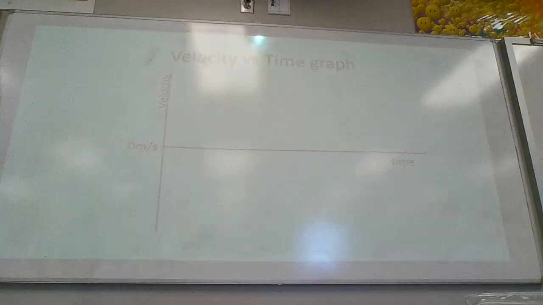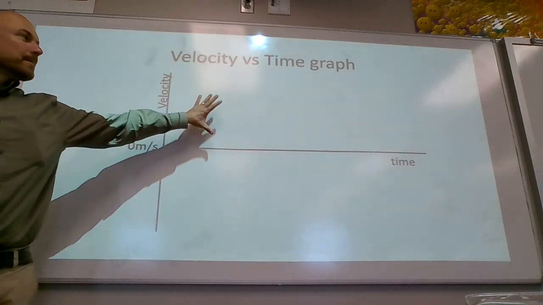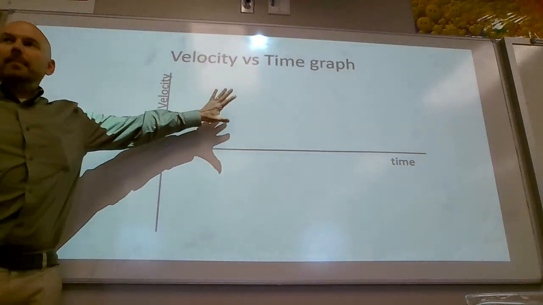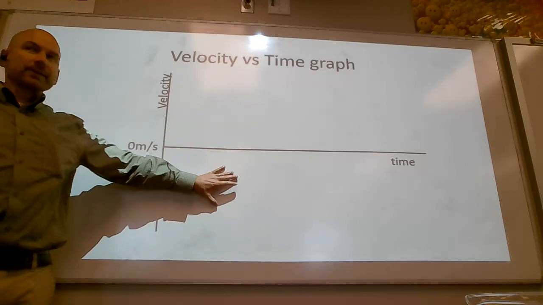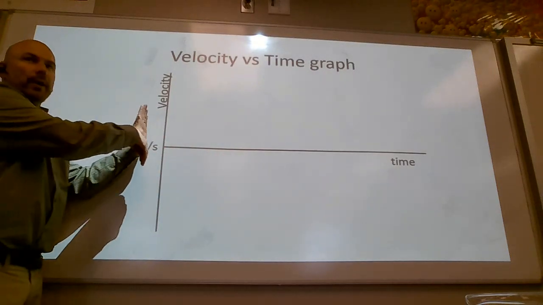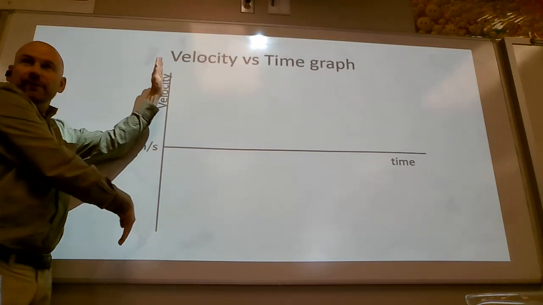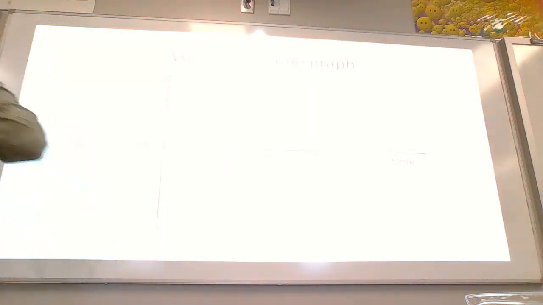Okay. So, quick review from yesterday. Velocity versus time graph. Above the x-axis is going in the positive direction. Below the x-axis is going in the negative direction. As you go away from zero, you're getting faster. Okay, good with that?